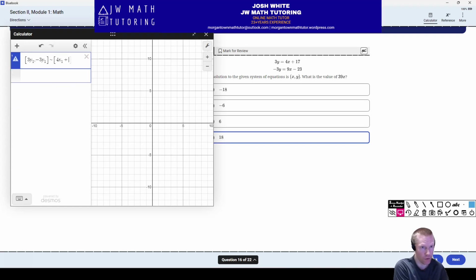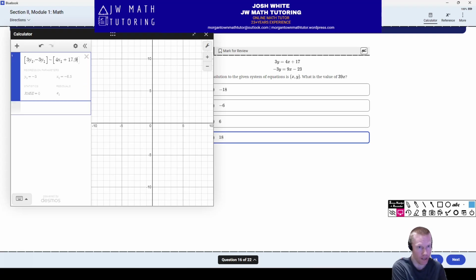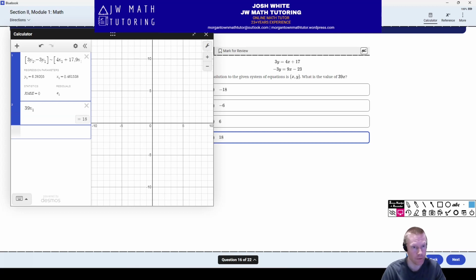I'm using x1 and y1, but you could use other letters. You could use A or B or C or D or whatever, but if you use x and y, you have to use x1 and y1. Okay, so I get an answer here. It is the only answer because I just graphed it and I saw that there's only one solution. So now I want 39x1. Notice it gives me exactly 18. There's no 0.0006. There's no decimal to it.